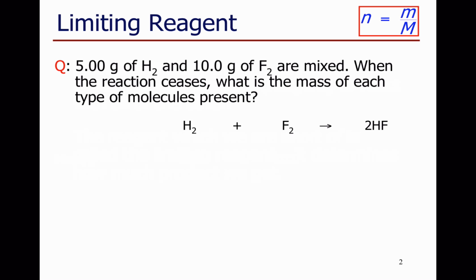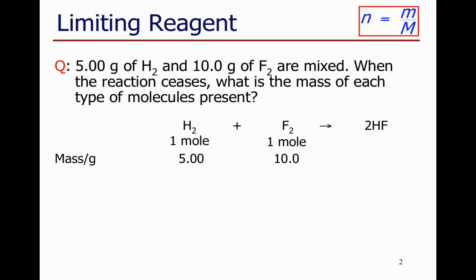So let's look at a reaction. Here we've got the reaction of hydrogen and fluorine. 1 mole of hydrogen reacts with 1 mole of fluorine to give HF. We're going to react 5 grams of hydrogen with 10 grams of fluorine. So it looks from the masses as if there's more fluorine present than hydrogen. But we've got to remember that we've always got to work in terms of moles, because moles are proportional to the number of molecules present.